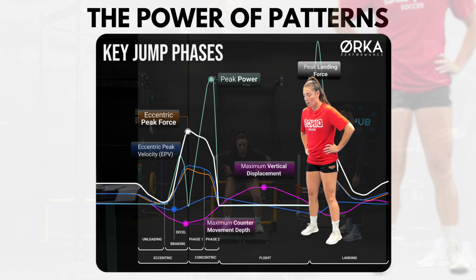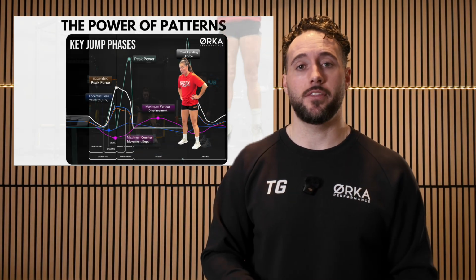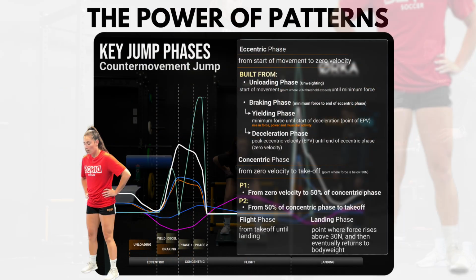And at a really high level, it's important to understand that these time intervals or phases are made up of different subcomponents. So for example, the eccentric phase is built from unloading and braking. Braking is built from yielding and decel. The concentric phase has a couple of different components to it. And then there's flight and landing.